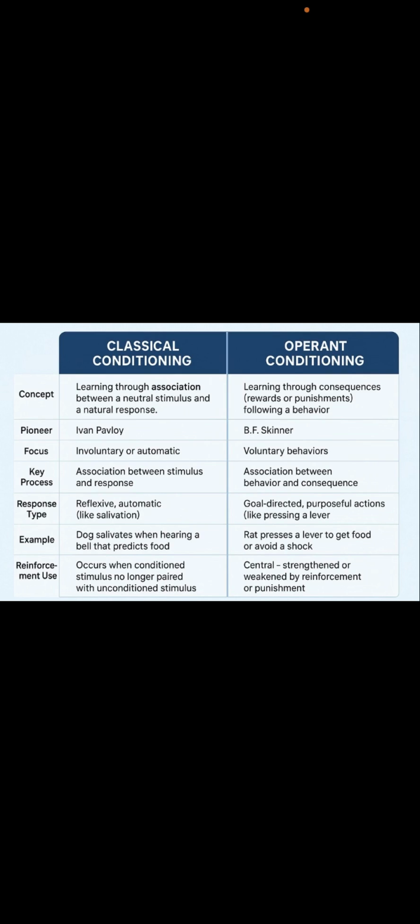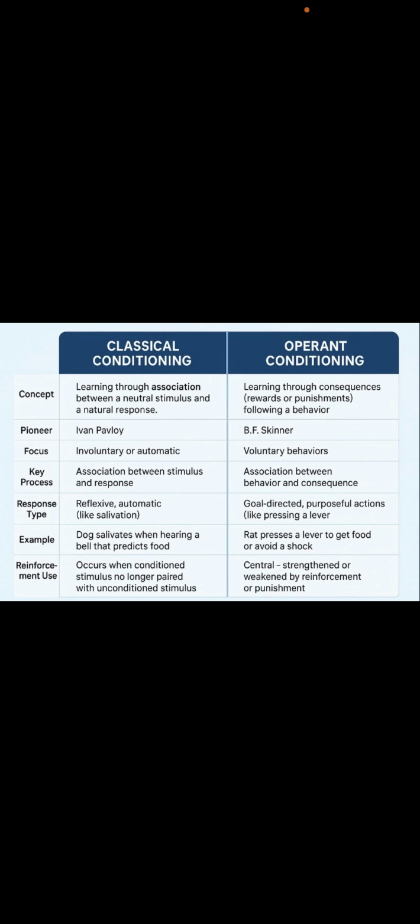In comparison, in operant conditioning, learning takes place through consequences, either reward or punishment, that follow a behavior. Next, in classical conditioning, the actions are involuntary. They come automatically.